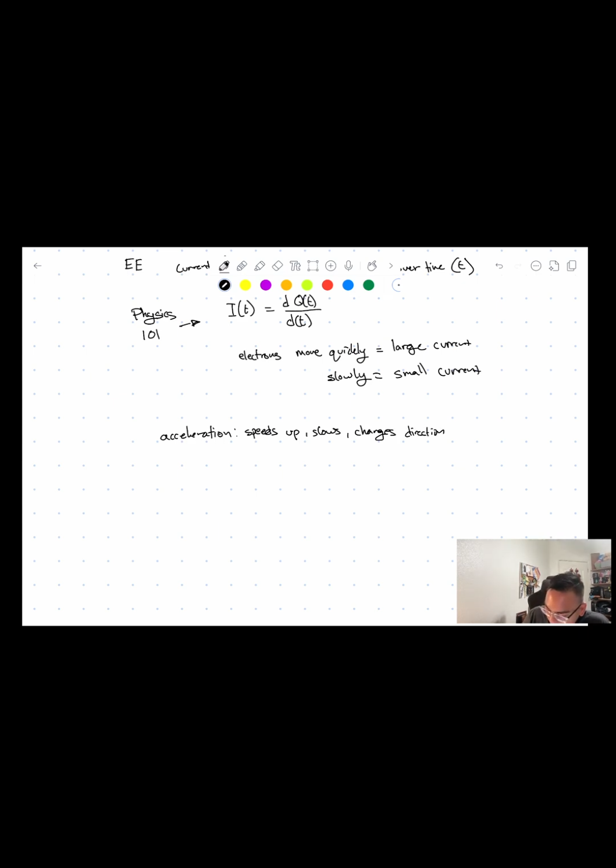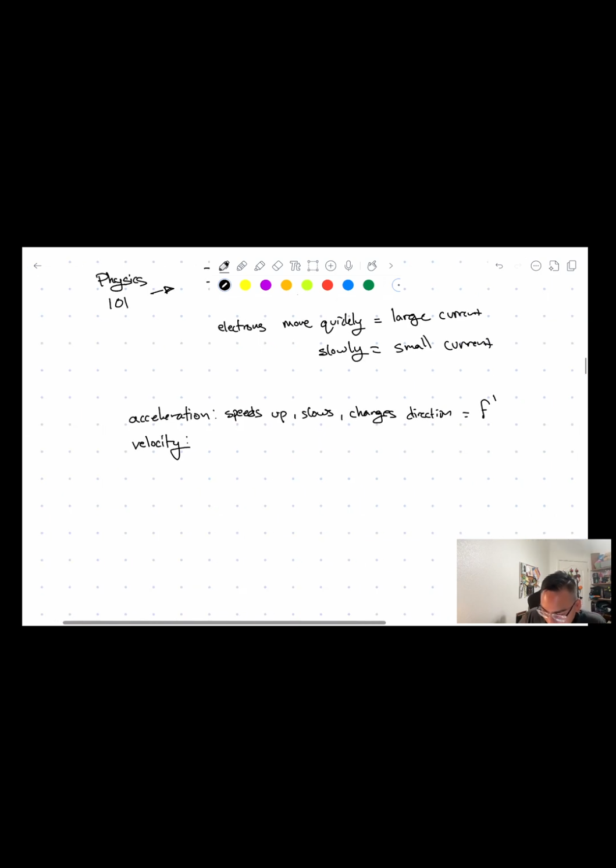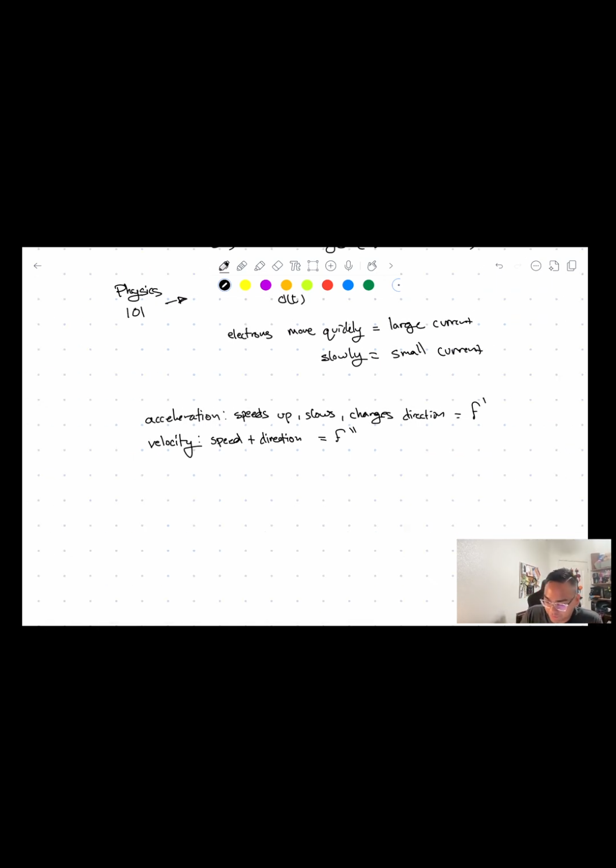In math, we can think of it as f prime. Now, we can always take another derivative of a derivative. So that's our velocity. In physics, velocity is usually defined as speed and direction. In math, we call it f, two quotation marks, which means f second prime, or the second derivative.